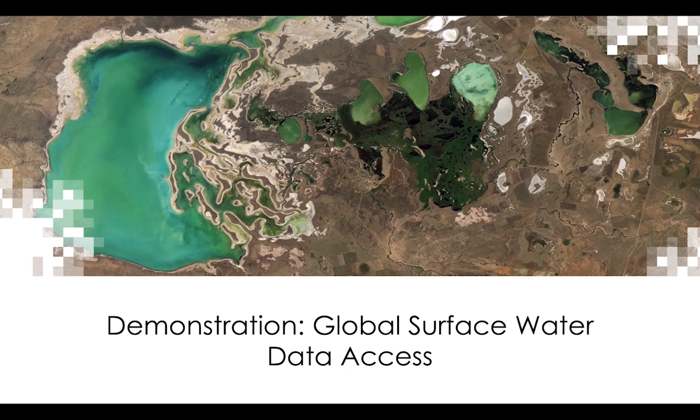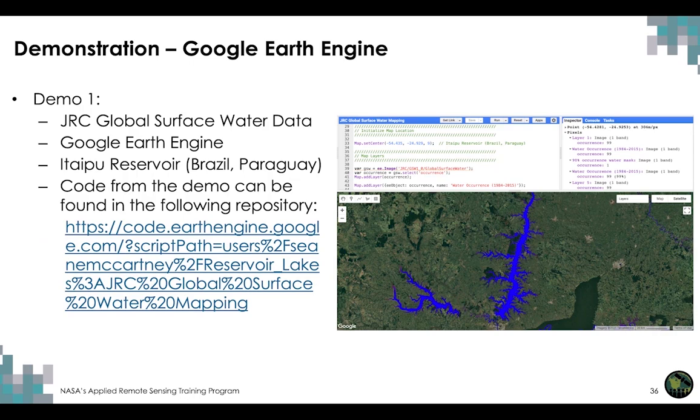Thank you, Amita. The following are two demonstrations on how to access global surface water data from the Joint Research Center. Before I discuss the datasets and tools used to explore them, I'd like to acknowledge the European Commission's Joint Research Center, or JRC, as it's known by its acronym. The Joint Research Center is the European Commission's science and knowledge service, which employs scientists to carry out research in order to provide independent scientific advice and support to European Union policy.